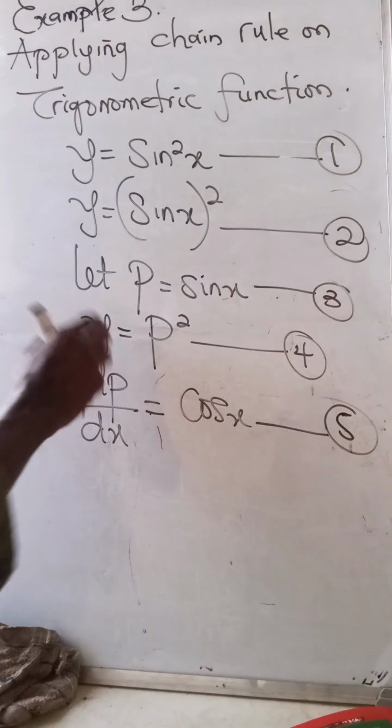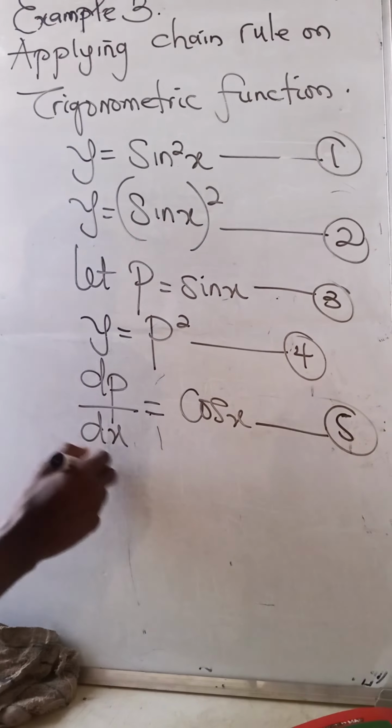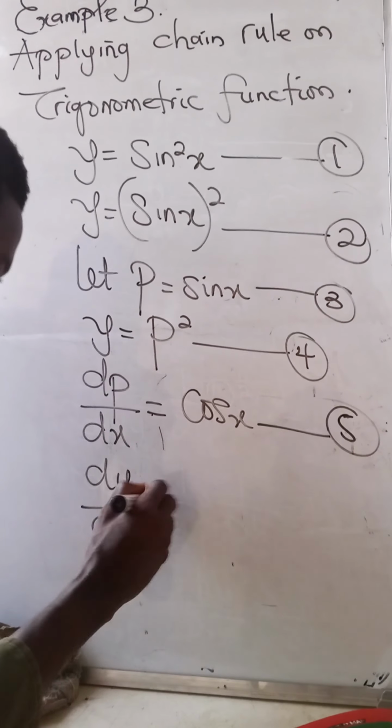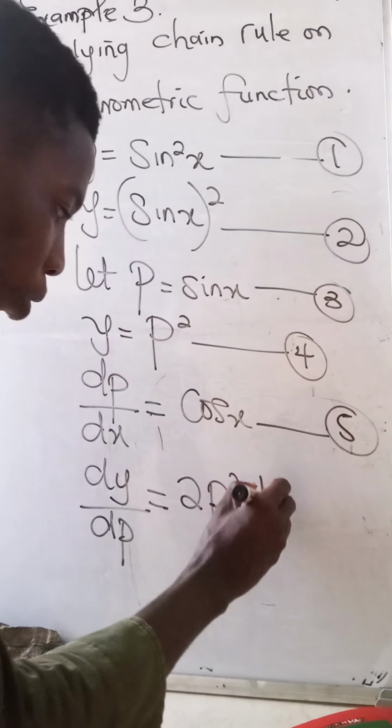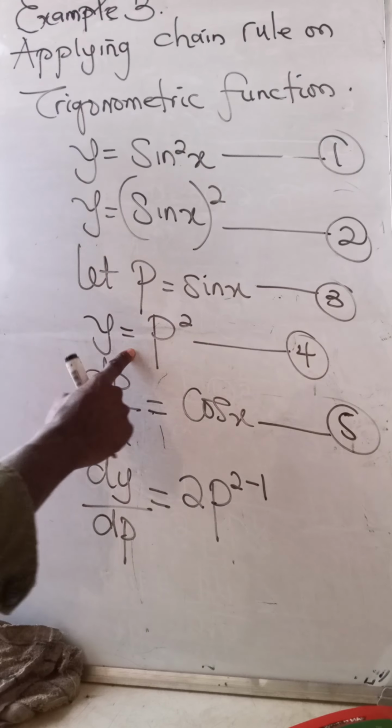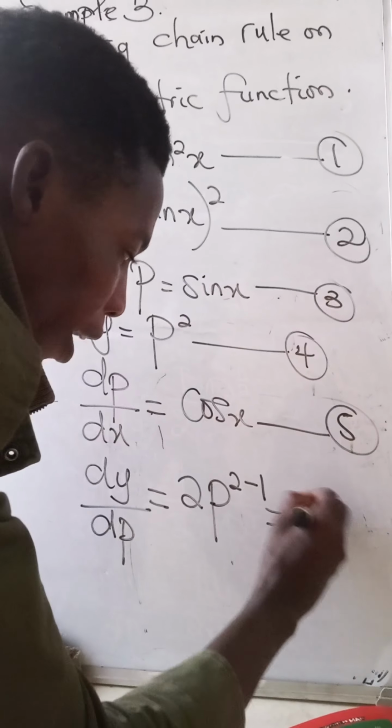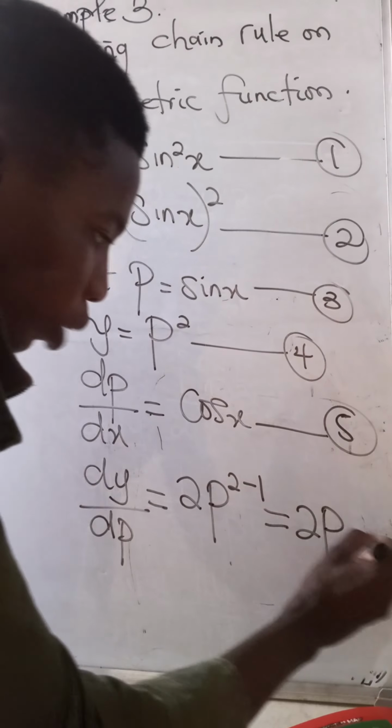And move to equation 4. Equation 4 is y, which is a function of p. To differentiate y, we have to differentiate y with respect to p. So dy over dp is equal to 2p raised to the power of 2 minus 1. This is called the power rule, whereby the power comes down and you remove 1 from the power. And if you simplify, you get 2p. So this is our equation 6.